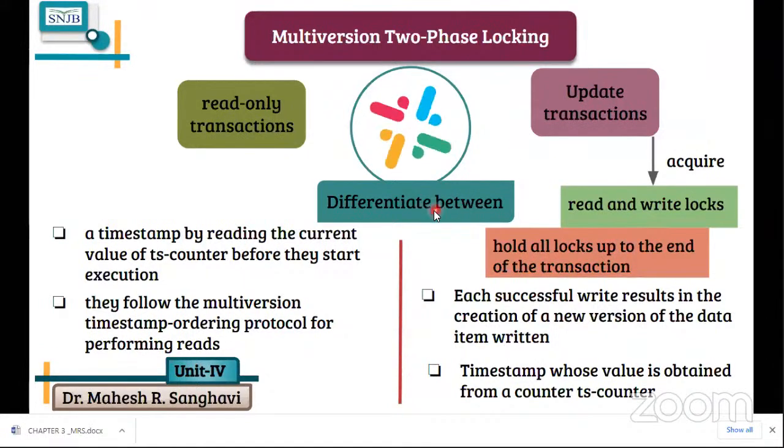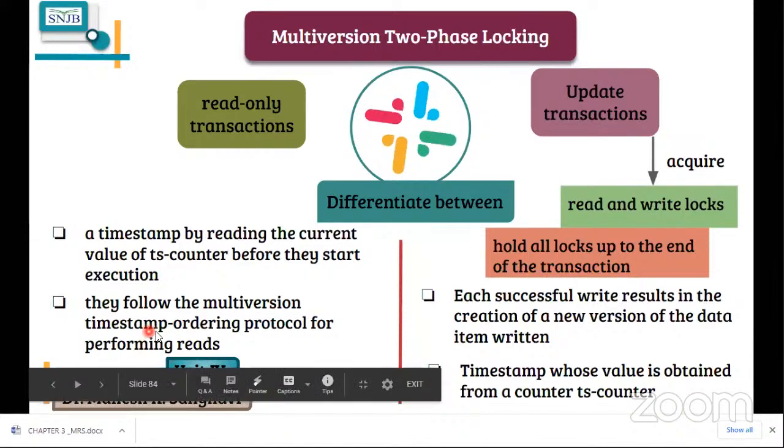What will happen, differentiate between these two. Update transactions acquire read and write locks, whereas read-only transactions only require shared mode locks. Okay, so what is the difference? How can we differentiate this? A timestamp by reading the current value of the TS counter before they start execution. आपको क्या करना चाहिए? किसने most updated read किया हुआ है वो आपने देखना चाहिए. They follow the multi-version timestamp ordering protocol for performing reads.